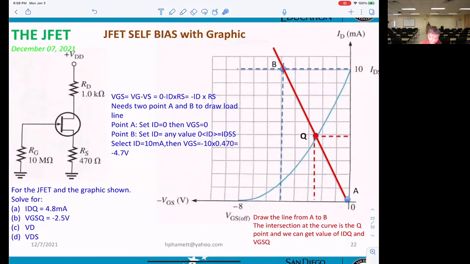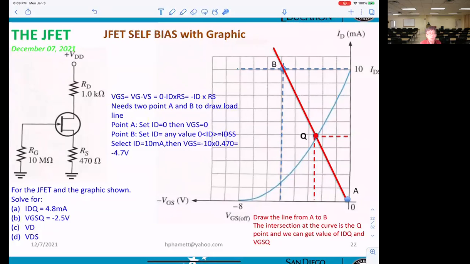So in order to solve the problem, what you need to do is identify 2 points, point A and point B. Then you draw the line from A to B to its intersection with the curve. That's what we call the Q point for ID. You go to the right, you get the ID value. You go down, you get the VGS value.